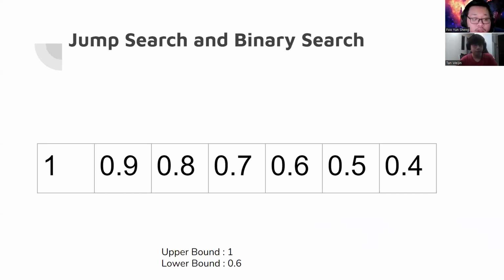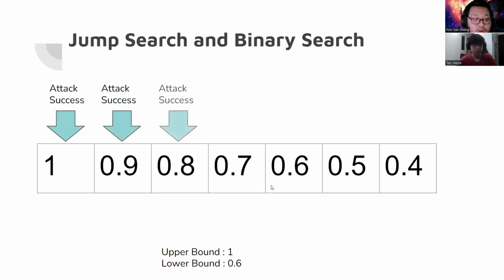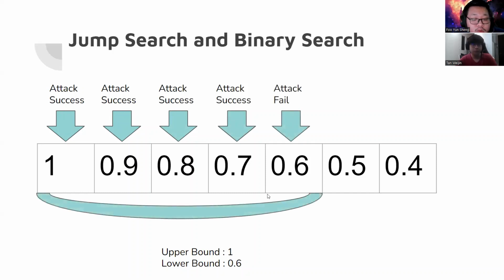Let's look at some example. Let's assume the jump search is decreased by 0.1 in each iteration. The first iteration, the attack was successful. The second iteration, the attack was also successful. This will be continued until the attack fails. This means that the boundary point lies within the range 1 and 0.6.